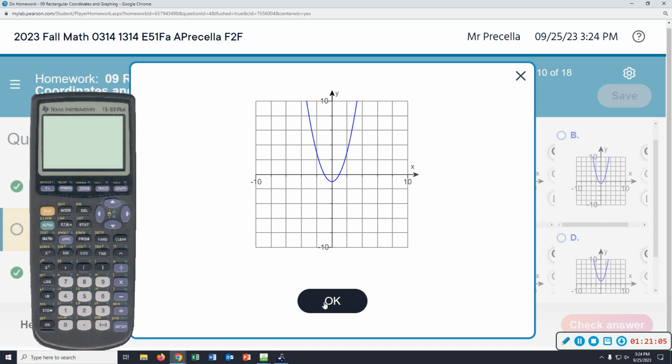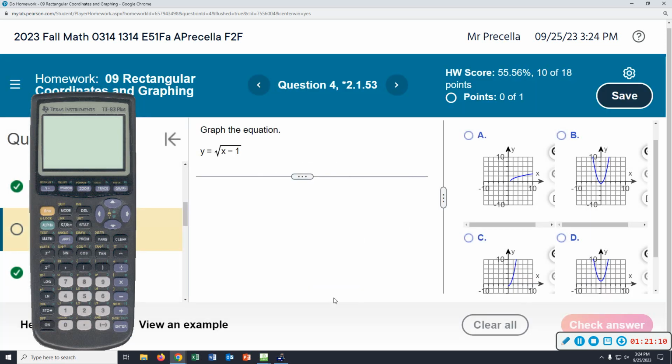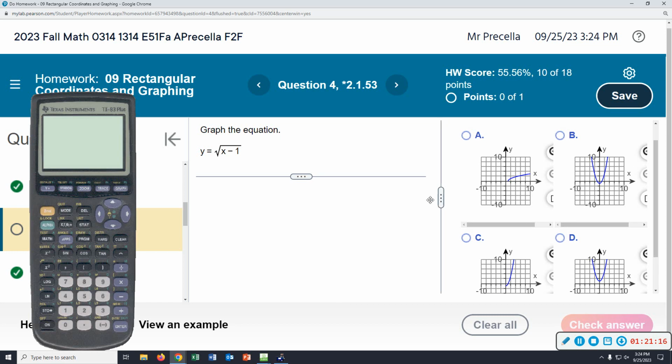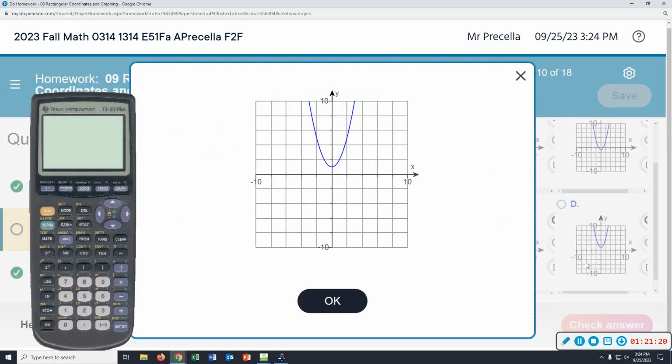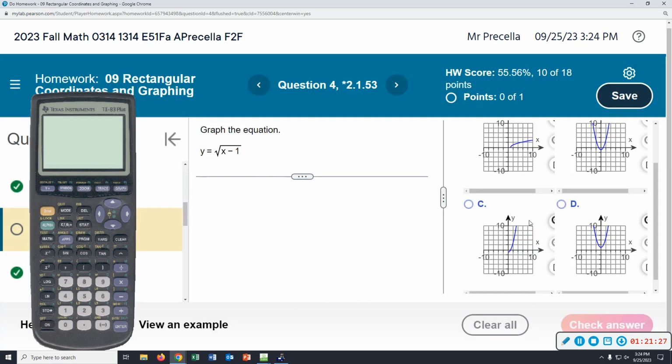But it's a parabola, and parabolas have x squares. This equation doesn't have an x squared, so it's clearly not that one. Give me another one that it's not. D. Blow it up. See, that's another parabola. Certainly not that one. So it's either A or C. Blow up C.